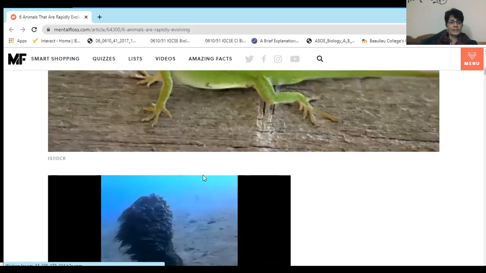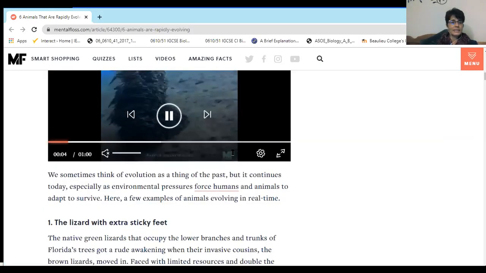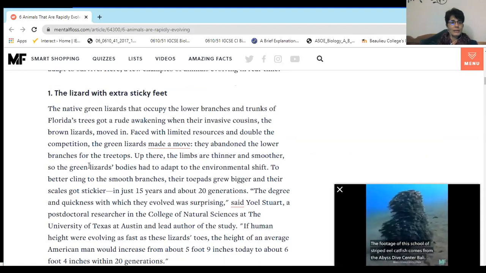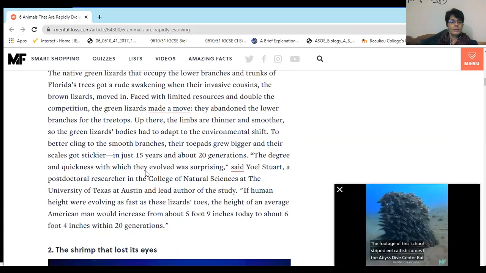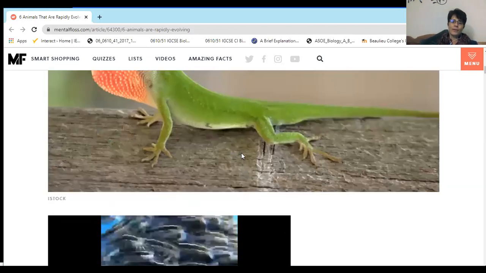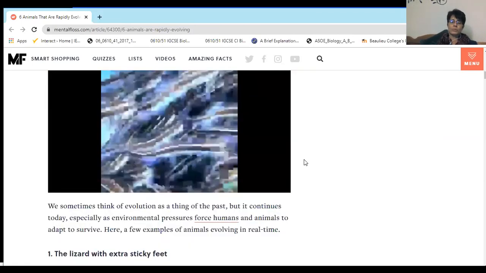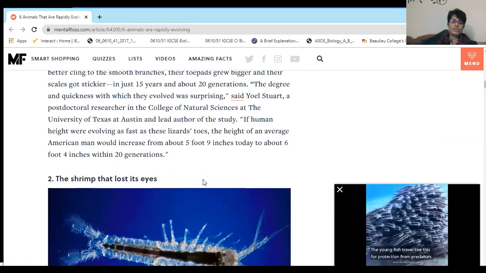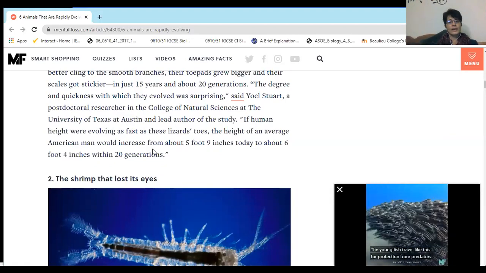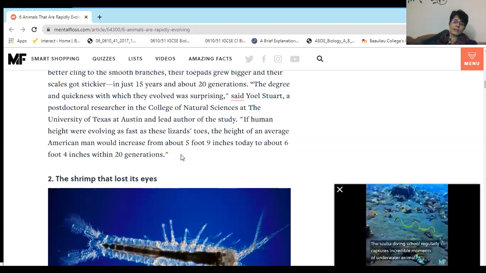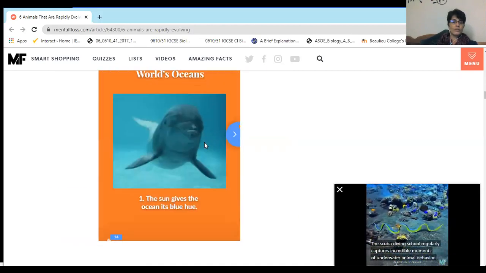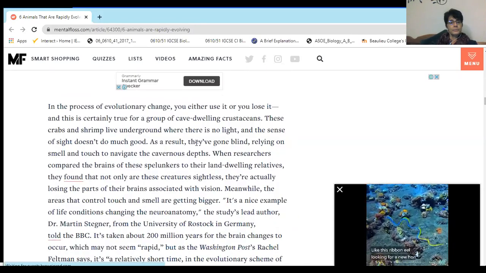All right, so this lizard here, green lizards with sticky feet, because, how did it, I'm just trying to remember here. The smooth branches on trees. So they didn't grow these toe pads because they were smooth branches. Some of them inherently had a mutated gene that allowed them to be better adapted to this changing environment of having smooth branches, and therefore the ones that have sticky toes by chance are the ones that survive and pass on their genes to future generations. All right.